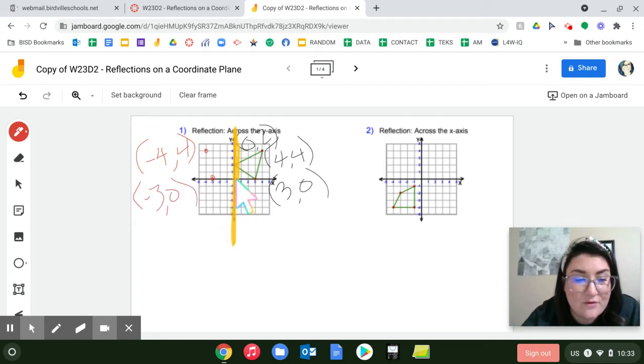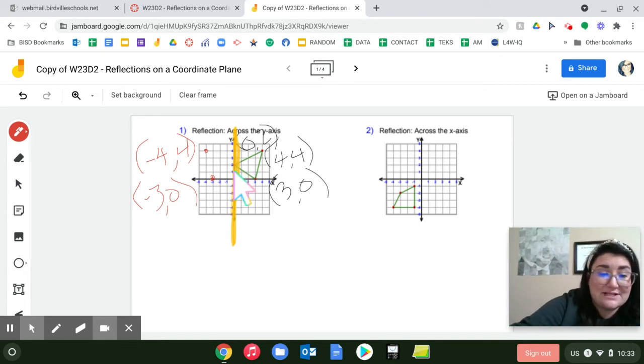Then instead of going, really, we're going left or right 0, up 2. So it's going to actually end up being at the same exact point. So about right there. So it's still going to be 0, 2.